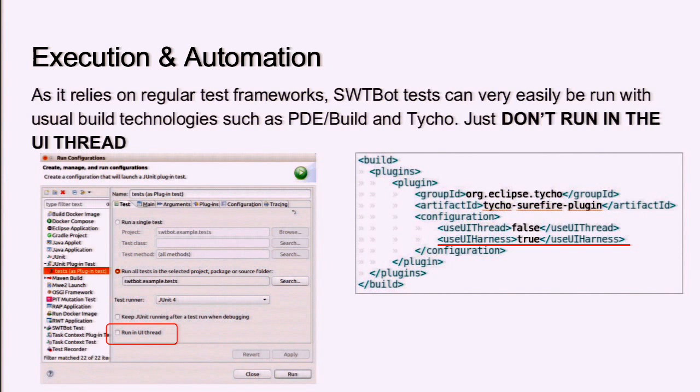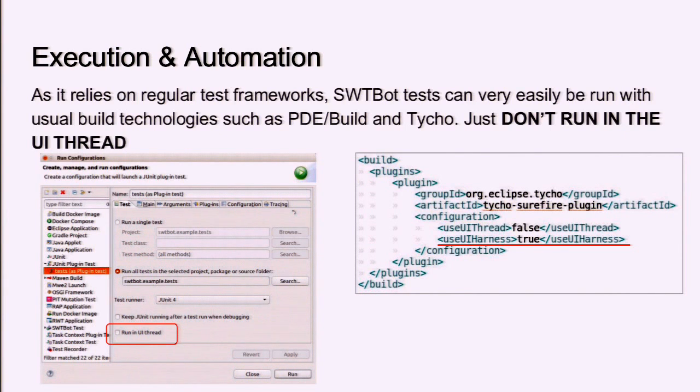The only thing to care about, compared to a usual Java plugin test, is that SWTBot generates events in the SWT queue, and it has to run outside of the UI thread. Otherwise, if you are generating an event and waiting for the event to be processed in the same thread, you are in a deadlock. So SWTBot runs in the non-UI thread.